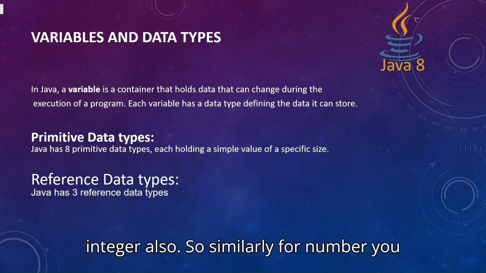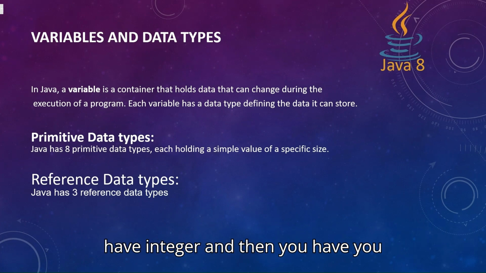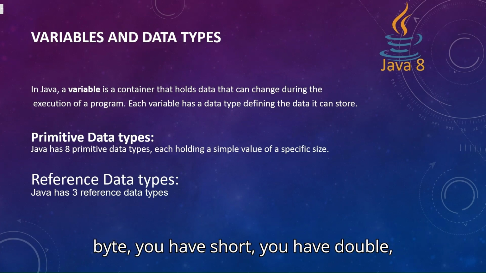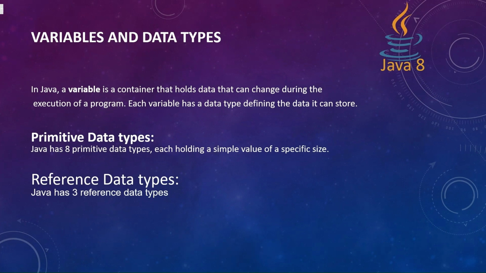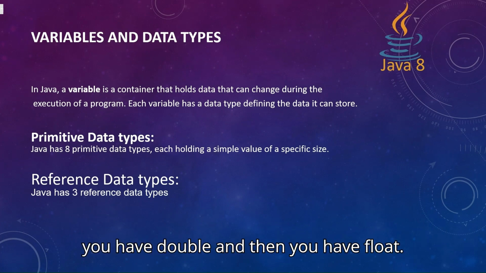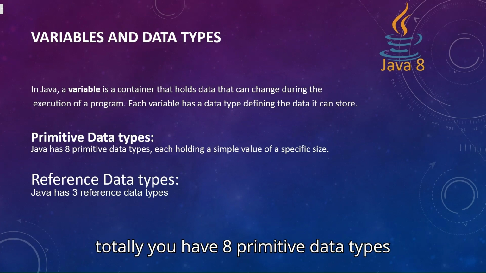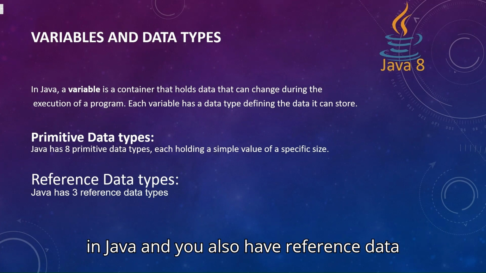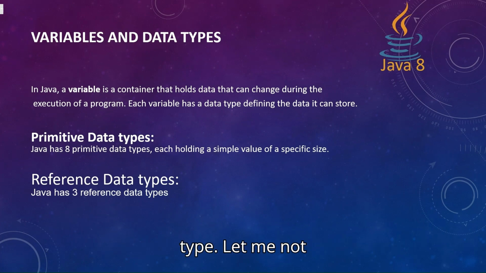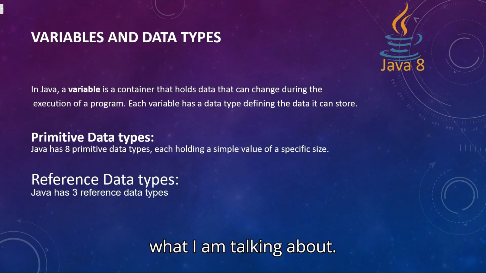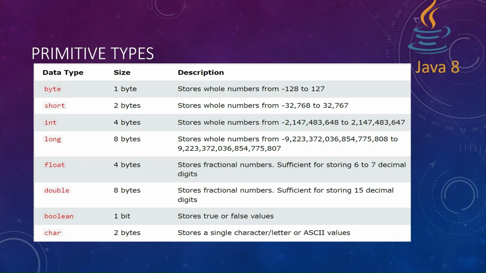Similarly, for numbers you have integer, and then you have char, boolean, byte, short, double, and then float. So totally you have 8 primitive data types in Java, and you also have reference data types. Let me not elaborate on it too much. Let's just see what I am talking about.